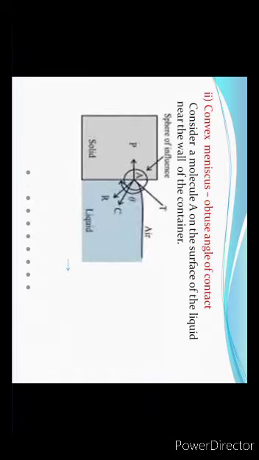Okay, now coming to convex meniscus or obtuse angle of contact. This is mainly seen in mercury. In mercury, cohesive forces are greater than adhesive forces. So what will happen? Again the same parallelogram is there. So let us again consider a molecule A at the surface. Here there is molecule A and this circle is the sphere of influence. So here again AP is the adhesive force, it acts horizontally inside, and AC is the cohesive force that acts inside the liquid. Here AC is greater than AP.